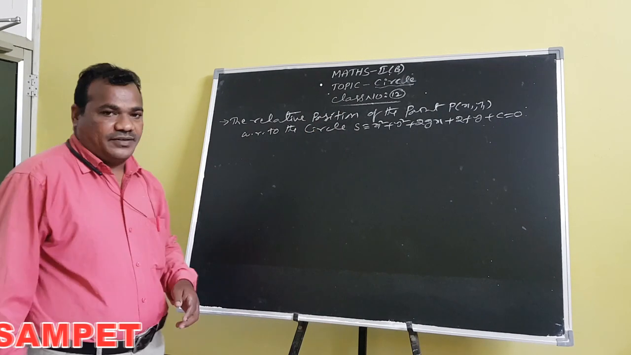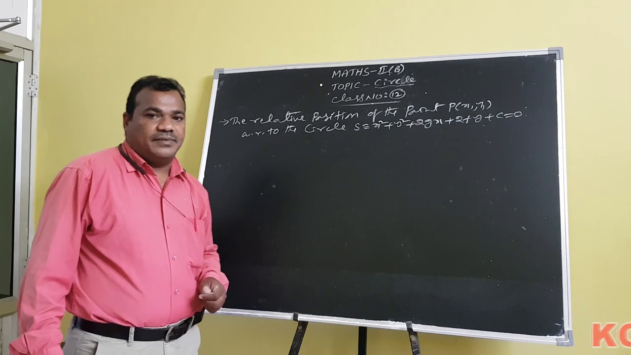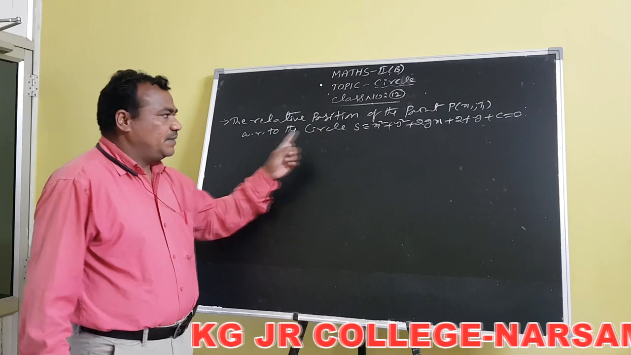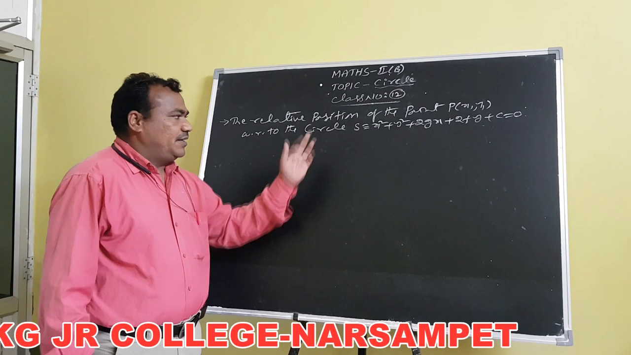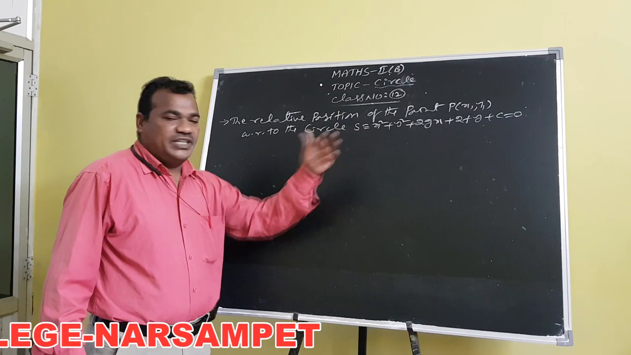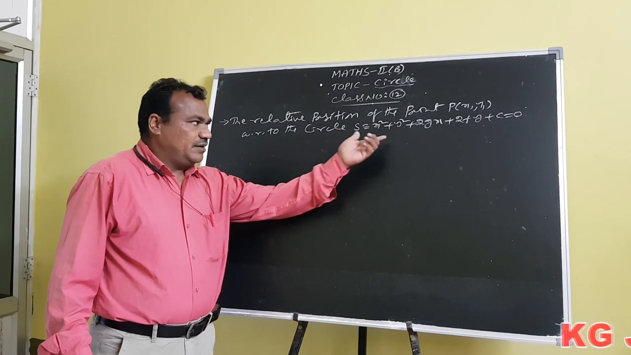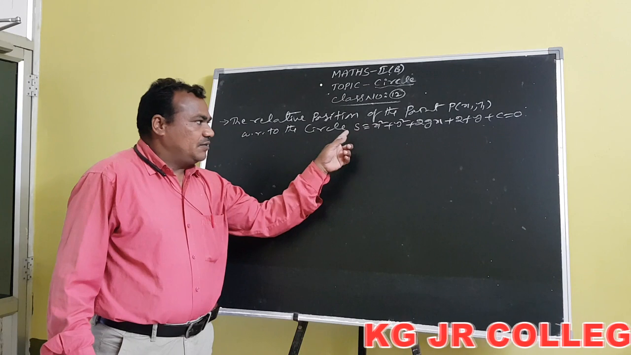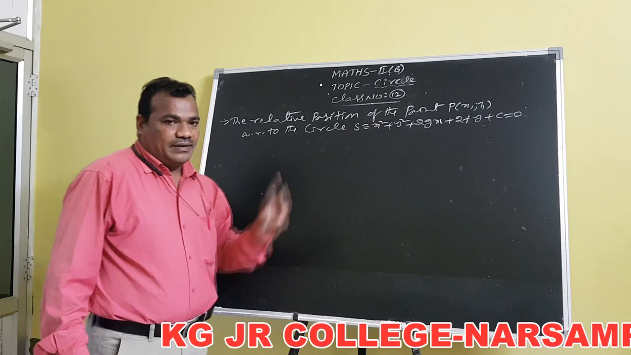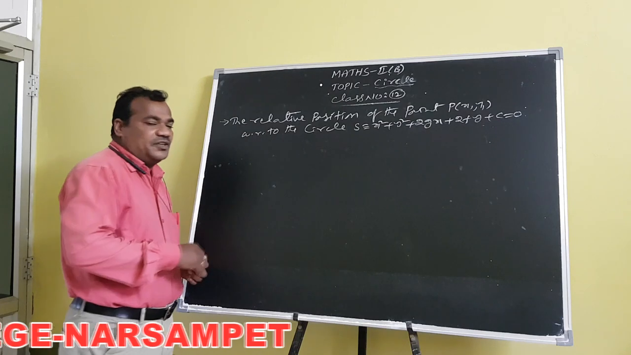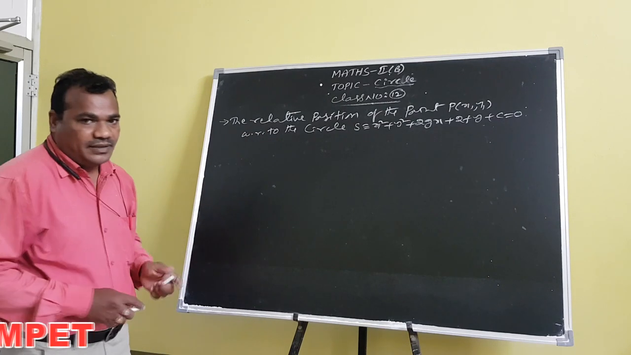Now in this session, we are discussing the relative position of a point with respect to the circle. x square plus y square plus 2gx plus 2fy plus c is equal to 0 is the general form of the circle, which we denote by S. So we are discussing the position of the point with respect to the circle.